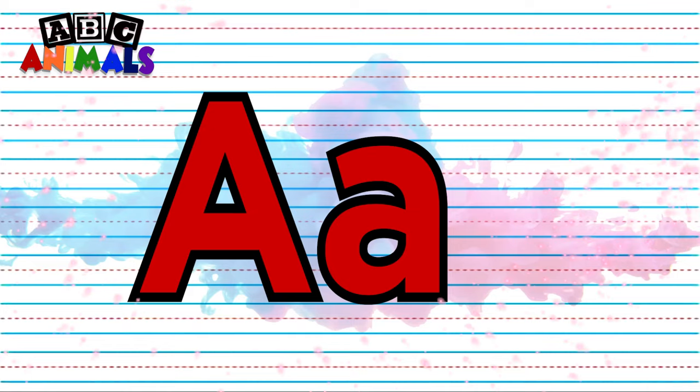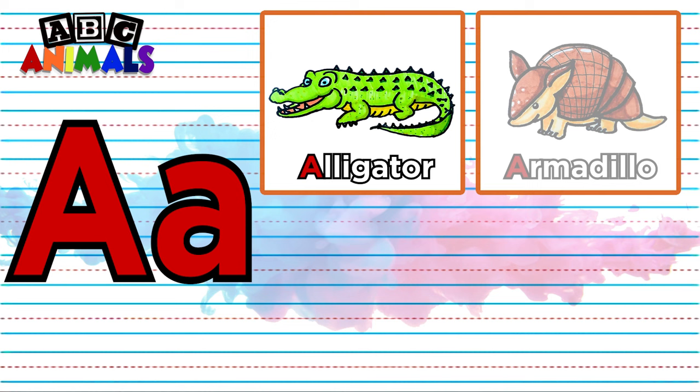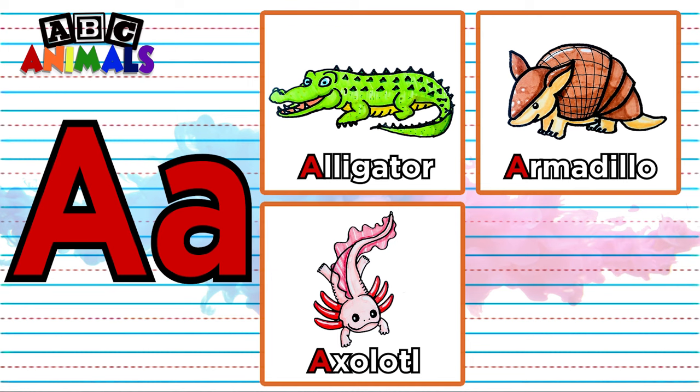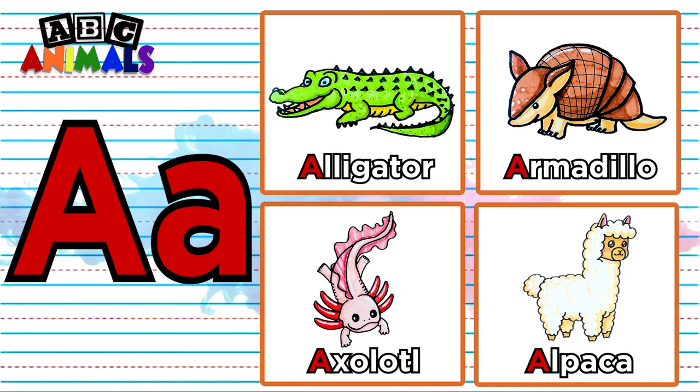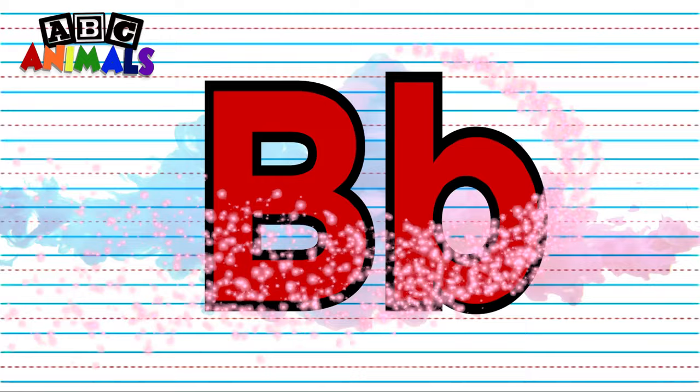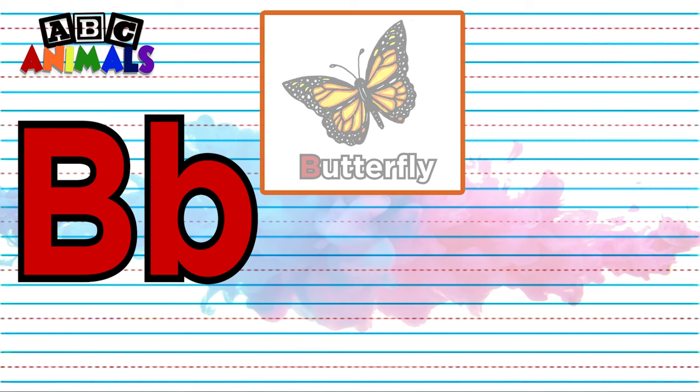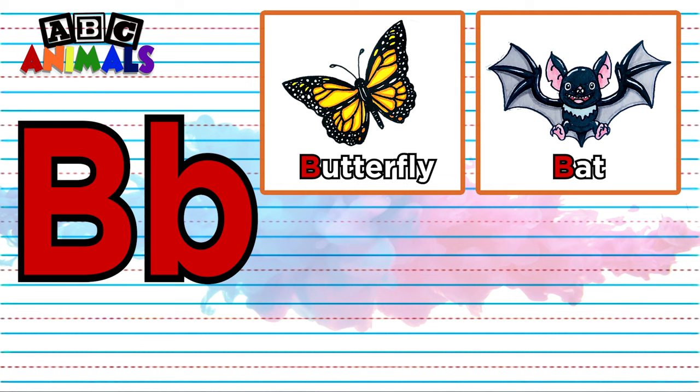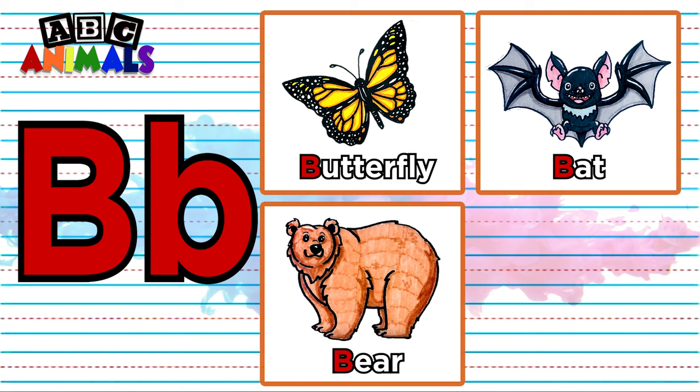Wow! A. A is for alligator. Armadillo. Axolotl. Alpaca. B is for butterfly. Bat. Bear. Badger.